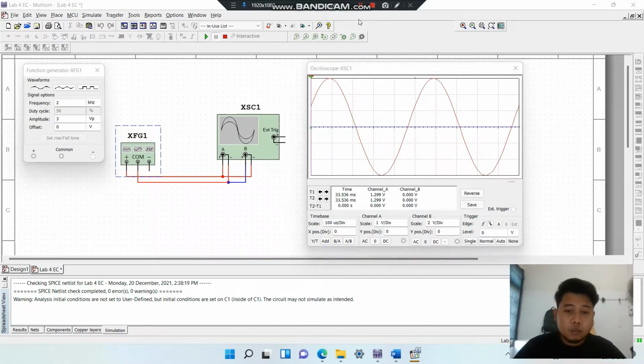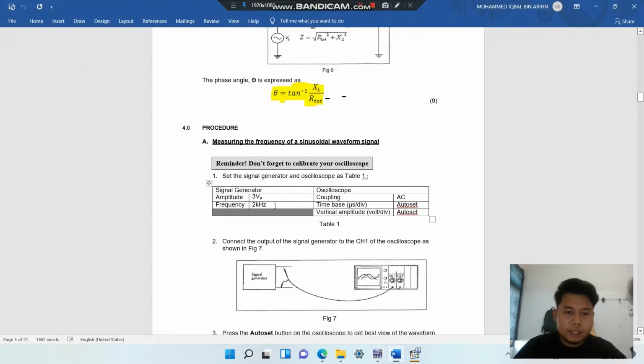There are two types of oscilloscope, that is analog and also digital. Let me tell you about the function of the oscilloscope using Part A, which is to measure the frequency of a sinusoidal waveform signal.